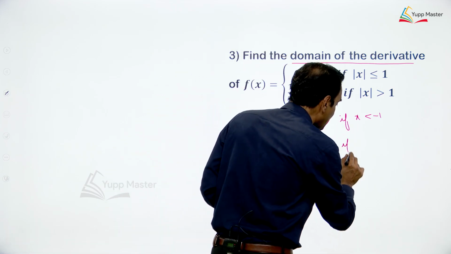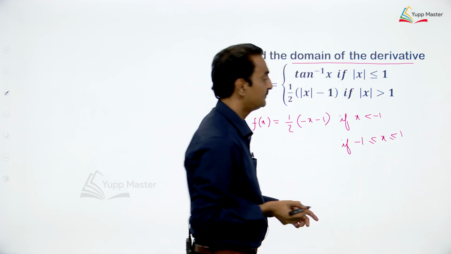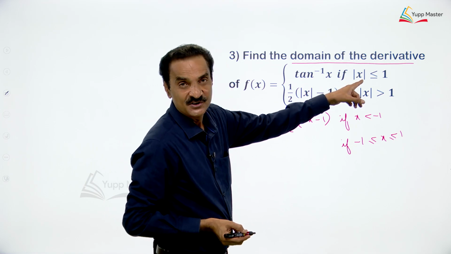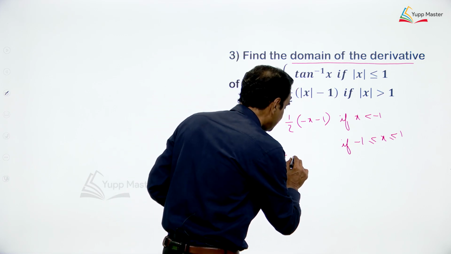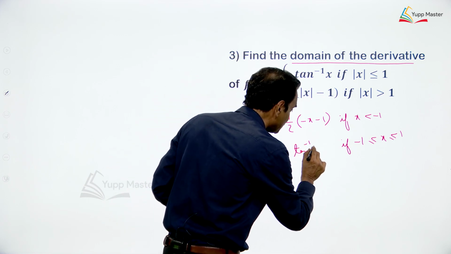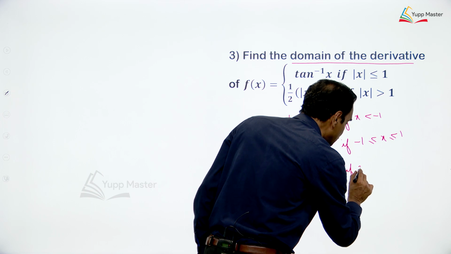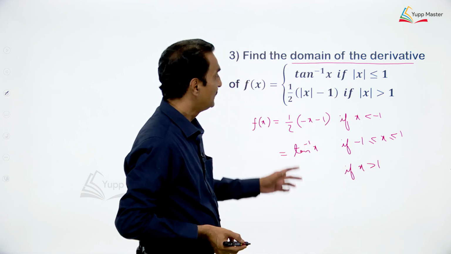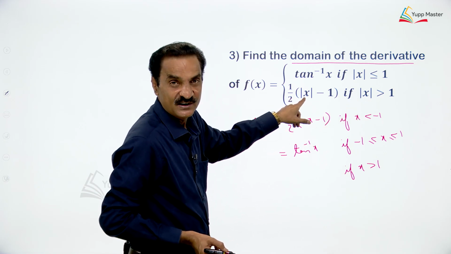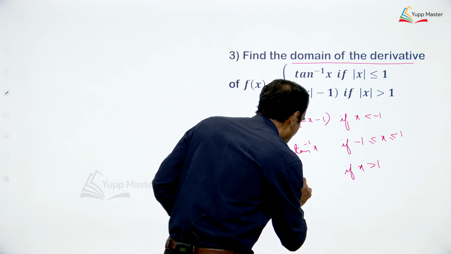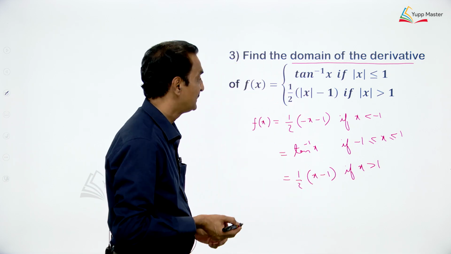Next, if minus 1 is less than or equal to x less than or equal to 1, then we have to take this definition because mod x is less than 1. Then write tan inverse x. Next, if x is greater than 1, again mod x will be greater than 1, we have to write this, but x is positive, so mod x will be plus x. So, it will be half into x minus 1.